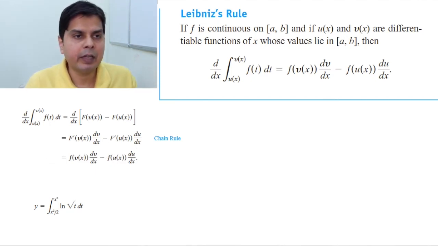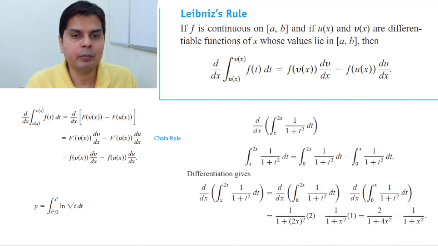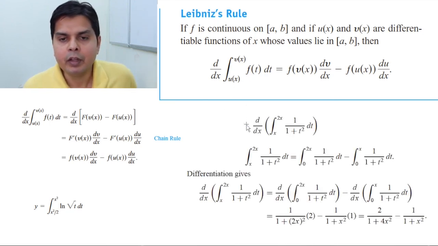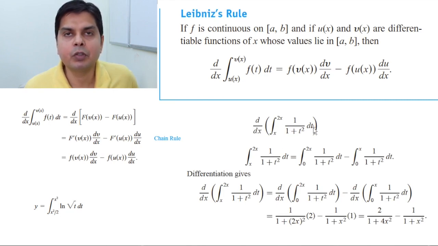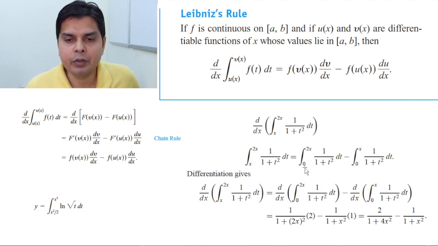Using this Leibniz rule, let me show one example. I have to find d by dx of the integral from x to 2x of 1 by 1 plus t square dt. I can write it this way also, as the integral from 0 to 2x minus the integral from 0 to x. I can use this method also by breaking. So from 0 to 2x this will become 1 by 1 plus (2x) square times 2, minus 1 by 1 plus x square times 1. So this will be the answer.